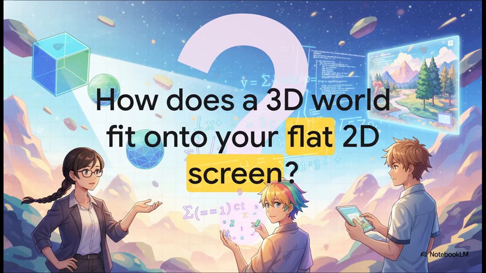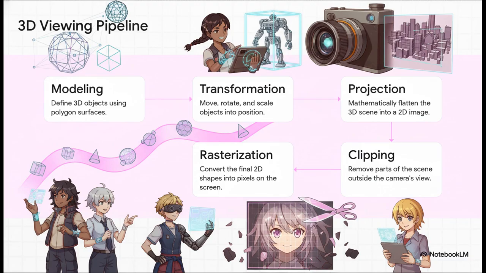Turns out the answer is just a whole lot of really clever math. And that clever math has a name, the 3D viewing pipeline. It's basically a digital factory assembly line. Here's how it works. Step 1, an artist builds a 3D model. Step 2, the code transforms it, moves it, spins it around, puts it where it needs to be.